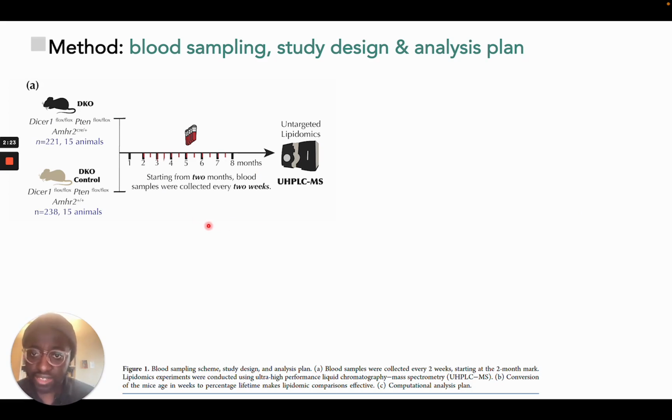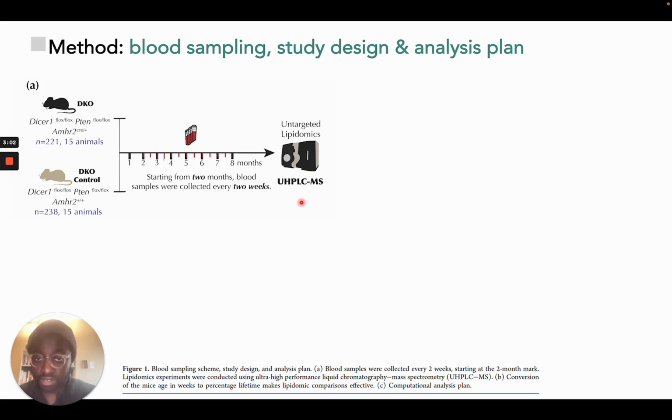The study design and the blood sampling are illustrated in this figure. We have the DKO mice. The DKO is the mouse model for this ovarian cancer, HGSC, the high-grade serous ovarian cancer. It's a double knockout mouse, and it's just called DKO for short. And then we have a DKO control animal. Starting at 2 months, blood samples are collected every 2 weeks. Again, this is a longitudinal study, and we have lots of blood samples to work with.